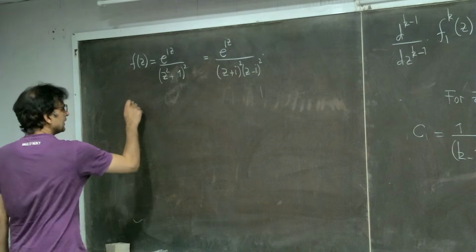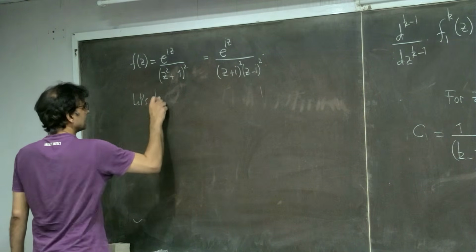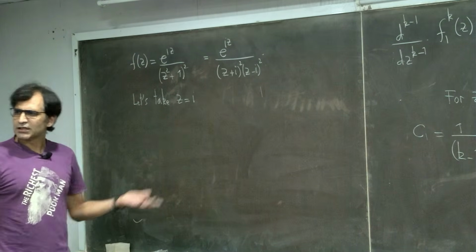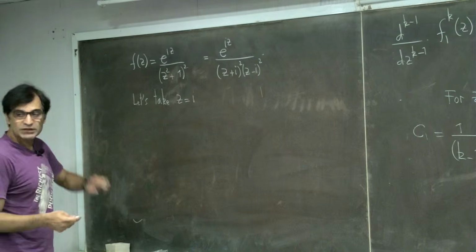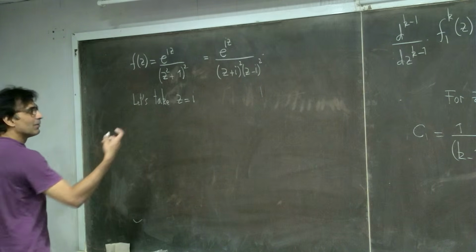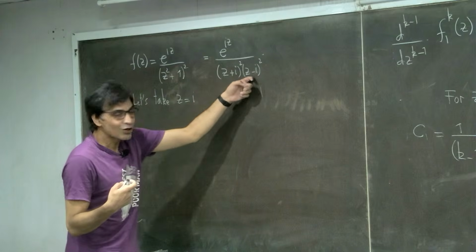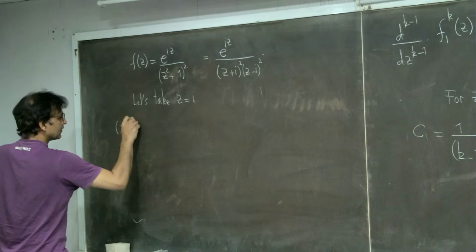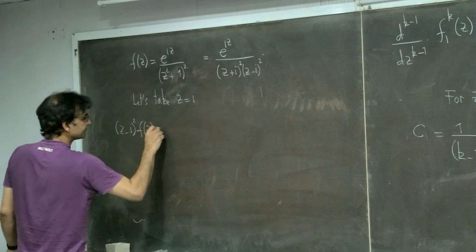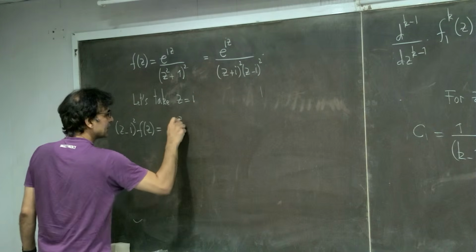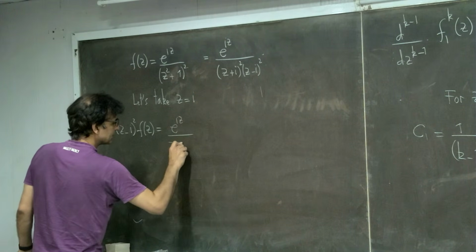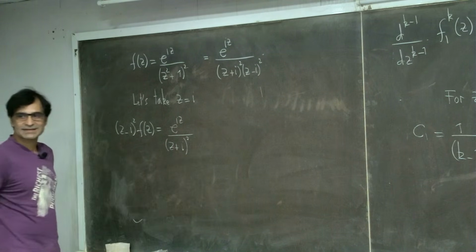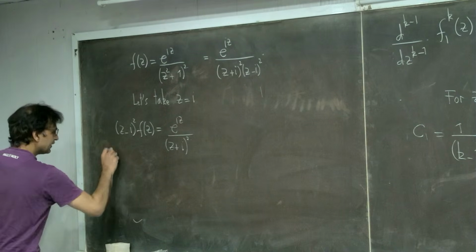So let me calculate. Let's take z equal to iota. I can calculate for any one of the poles, and the other one is exactly the same. So what is the first step? Multiply by the order of the pole. So you have to multiply, very good, z minus iota squared f of z, and this becomes e to the power iota z over z plus iota whole squared. What is the next step? You have to take a derivative with respect to z.